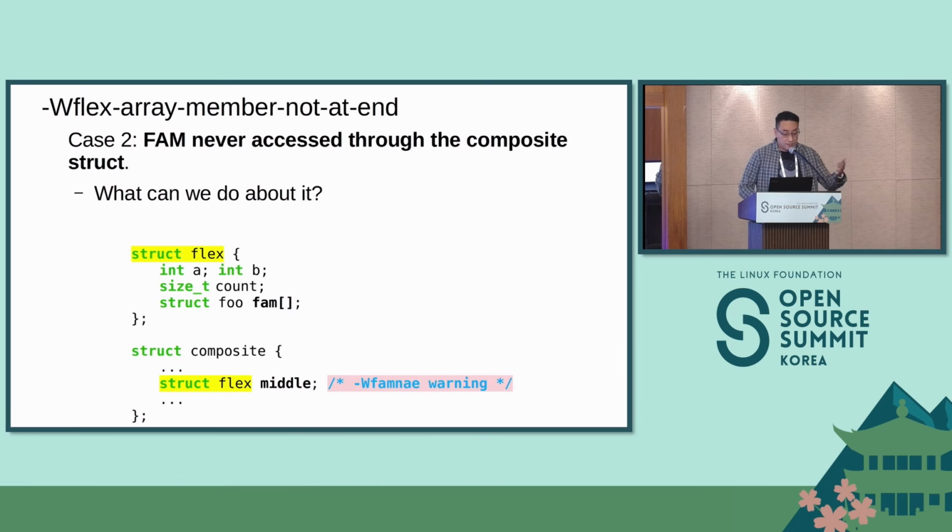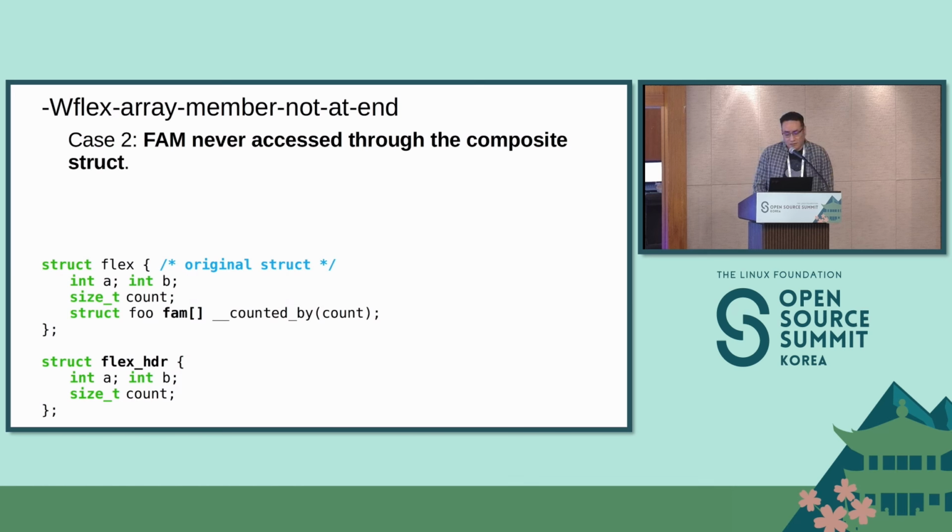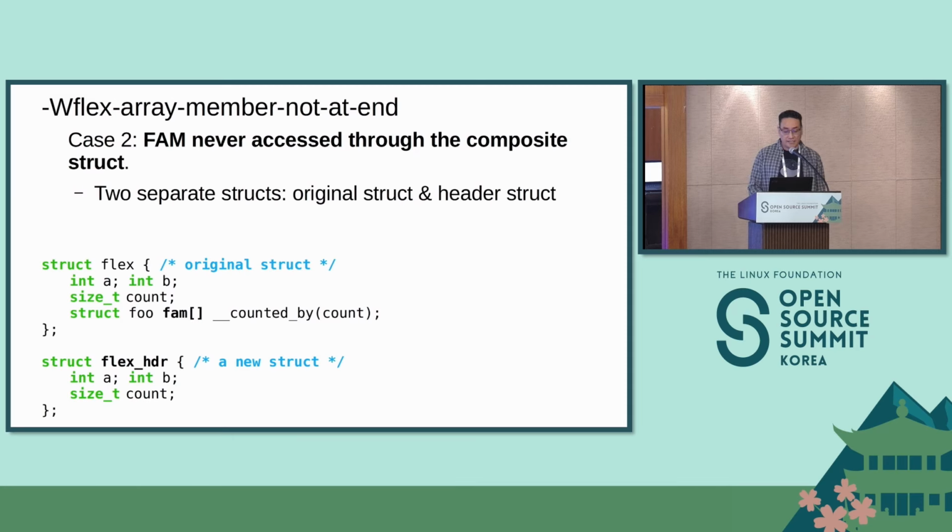So the question is, what can we do in this case? We cannot simply remove the flexible array member as in case number 1 because it is used by other instances of code, right? So one solution could be to create a new structure. In this case, struct-flex would be that new structure. And in that new structure, we can include the header part of the flexible structure, and of course we are not including the flexible array member.